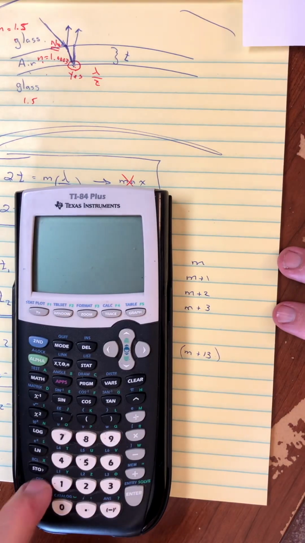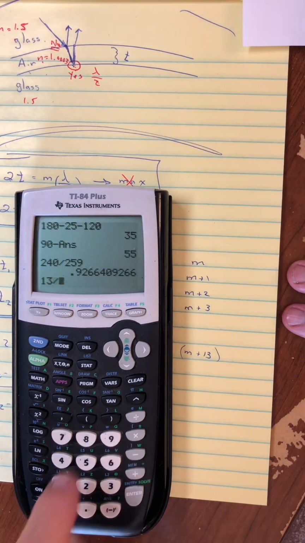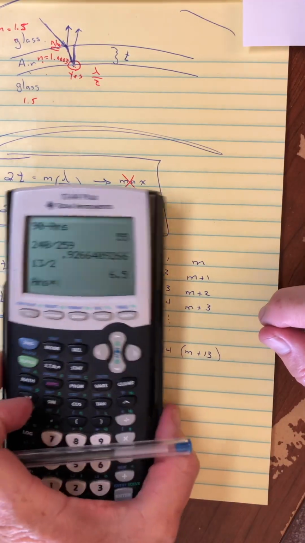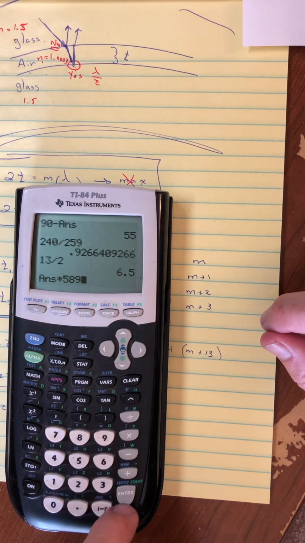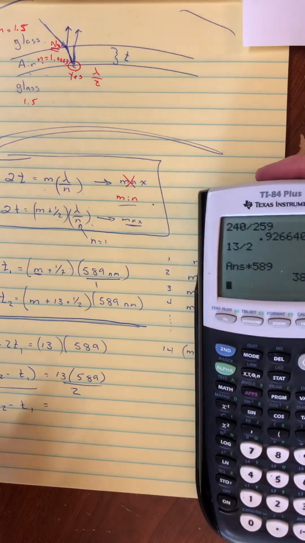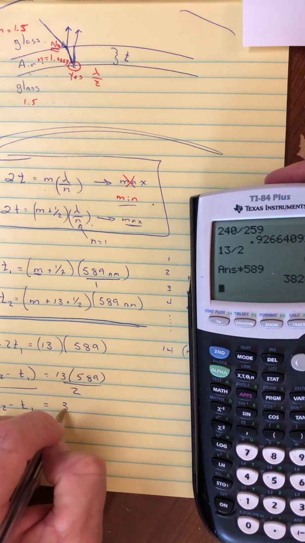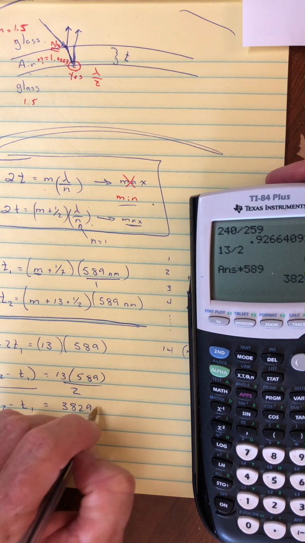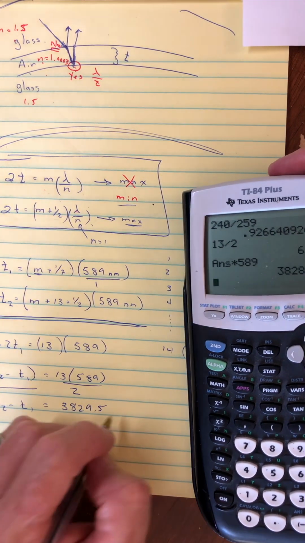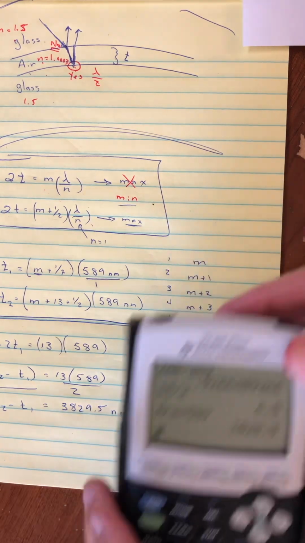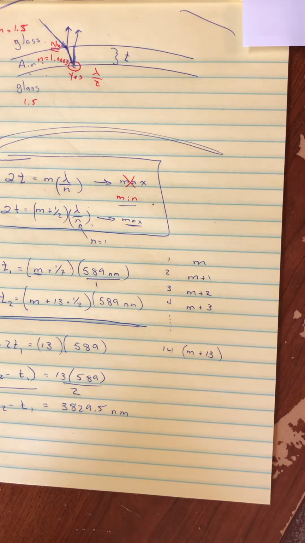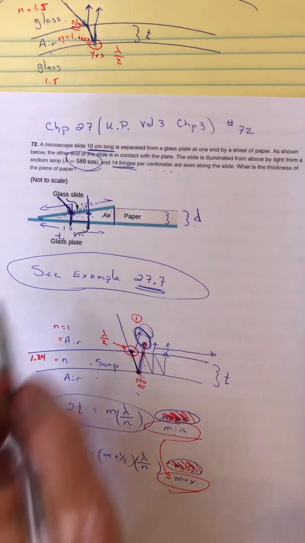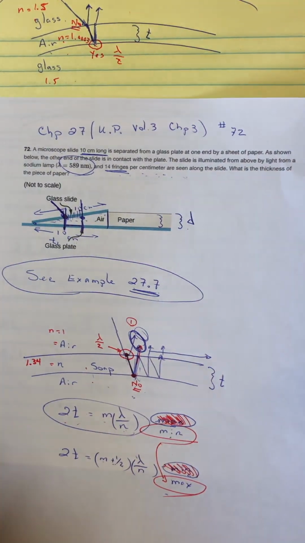grabbing my calculator, 13 divided by 2 is 6.5, times 589 nanometers, which means we're looking at 3,828.5 nanometers as how much the thickness has increased across this little wedge shape.